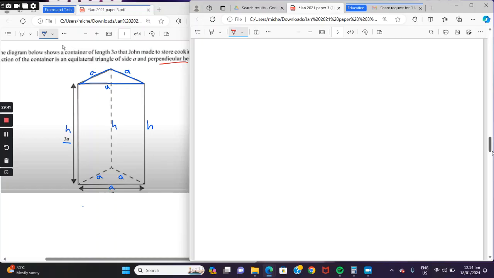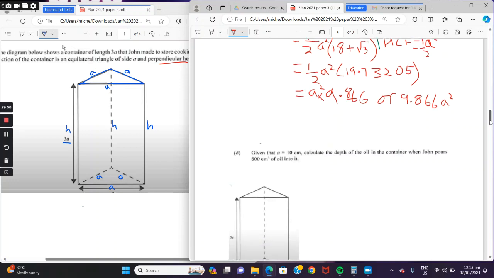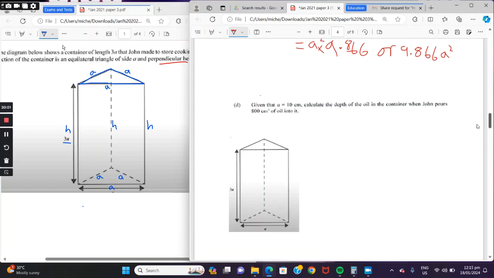I think there's one more thing to do here. So let me do it in this particular question. This is a very long, interesting question. Oh my goodness. All right, what is the thing? They want us to find the volume, is it? Given that A is equal to 10 centimeters, calculate the depth of the oil in the container when John pours 800 cm cube of oil into it.